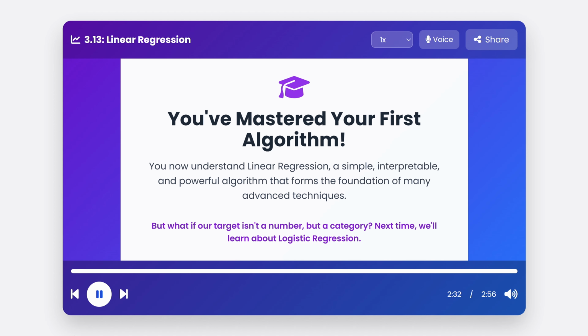And that's your first full algorithm. Linear regression is a transparent, powerful, and essential tool. But it can only predict numbers. What if we want to predict a category, like yes or no? For that, we need a different tool.